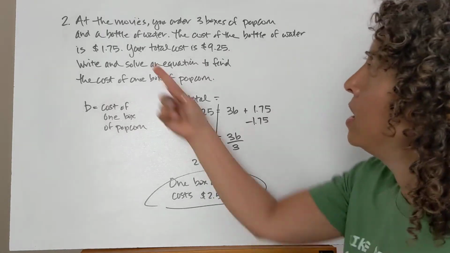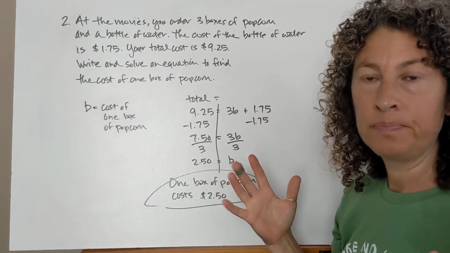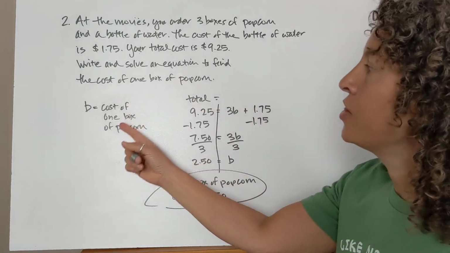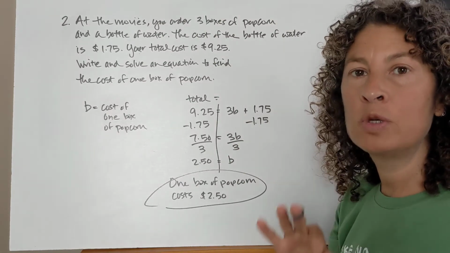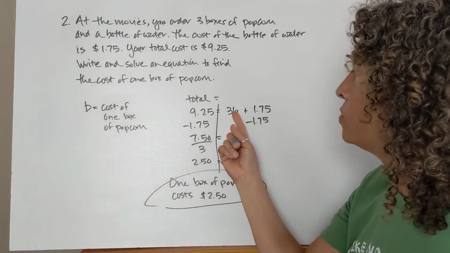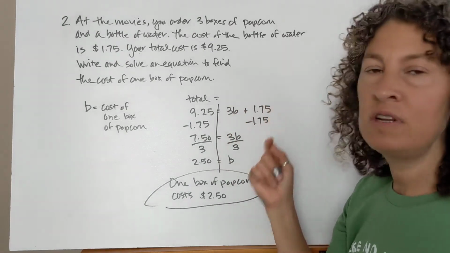So I know I have a bottle of water. That bottle of water is just $1.75. That's it. Done. I also know that I'm buying 3 boxes of popcorn. So whatever it costs for one of them, I need to multiply that by 3. So I've got 3 times B in my equation. So I have 3B, I have $1.75.